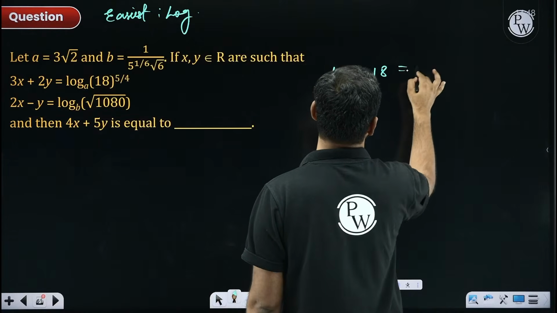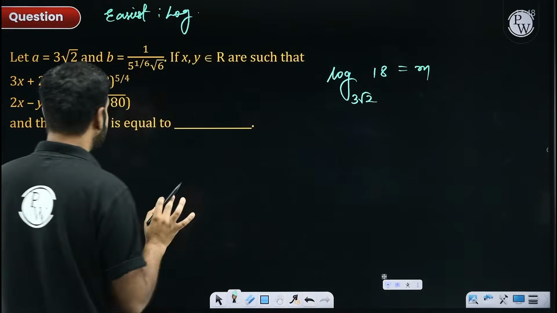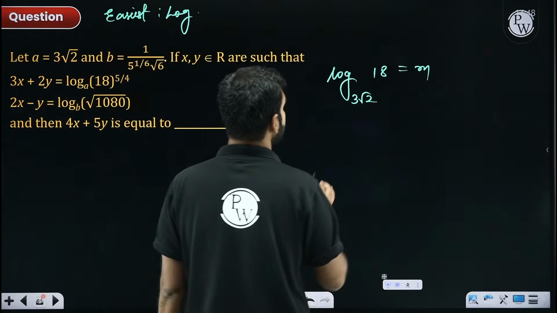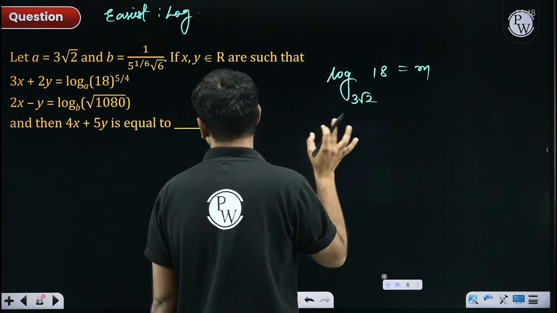Let me call it M for a while. So by taking this, I'll talk about this 5 by 4 later. I hope it doesn't matter at all. So this can be written as 18 is kept here as well. I hope no confusion on whatever I'm suggesting here.